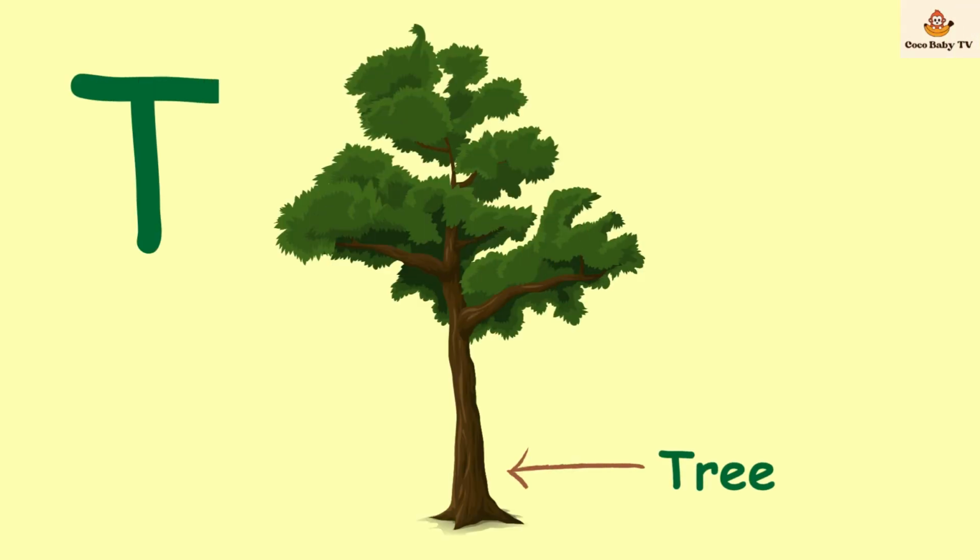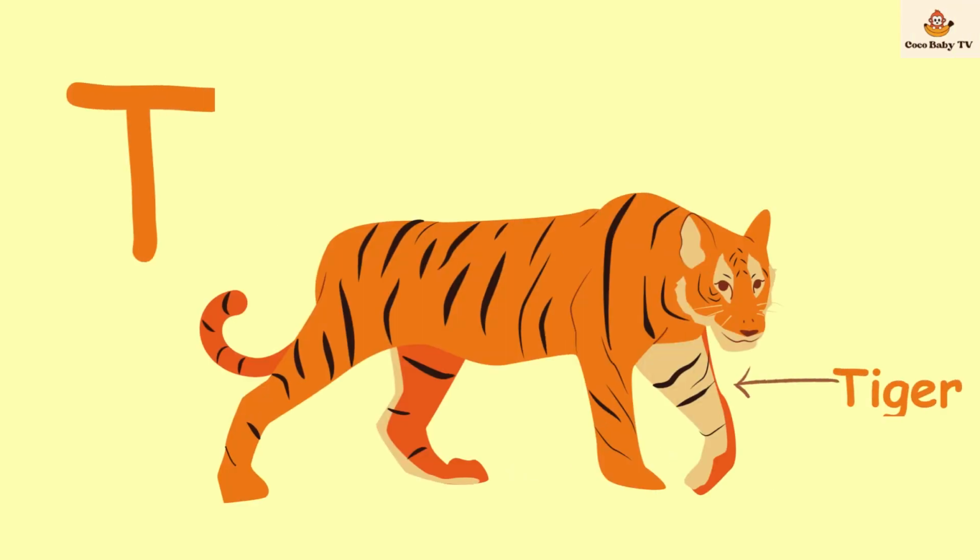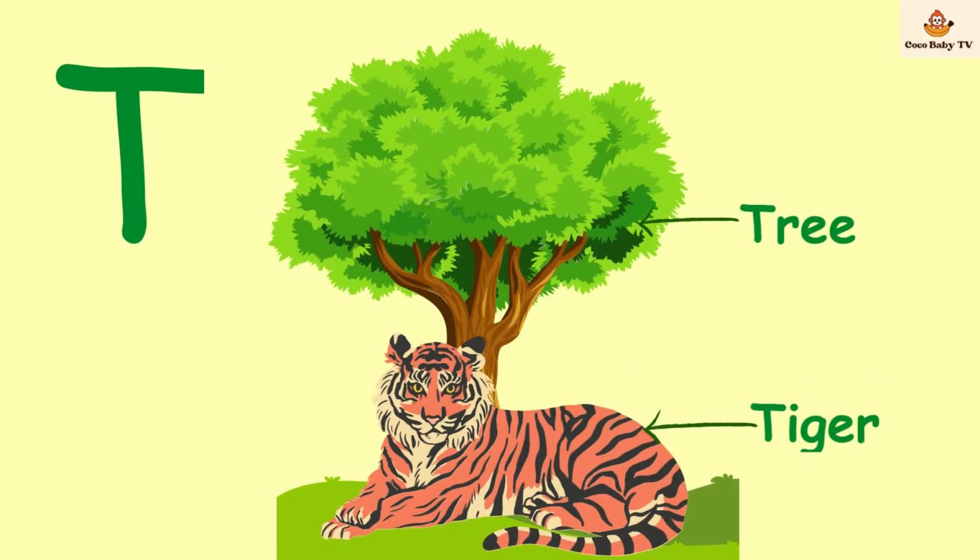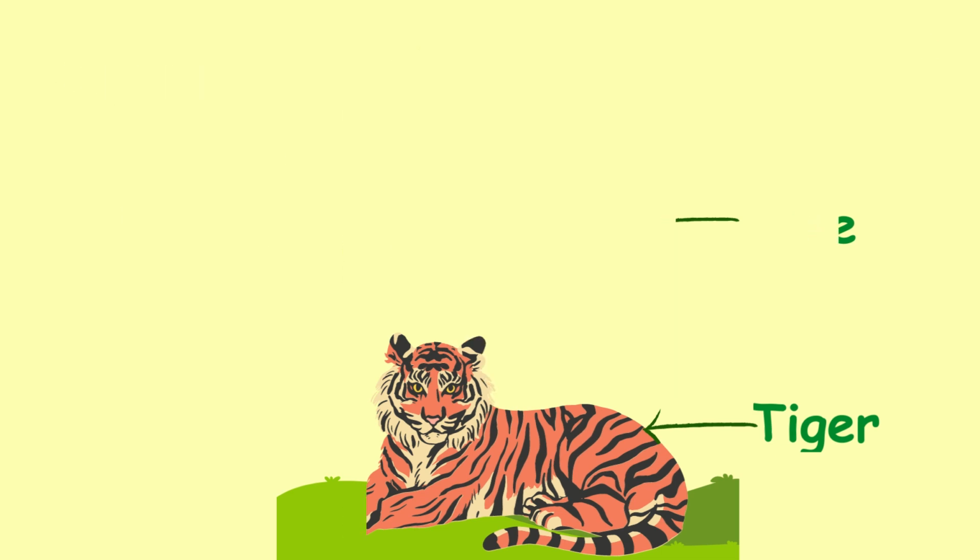T is for tree. T is for tiger. T is for tree. T is for tiger. Tiger sits under a tree.